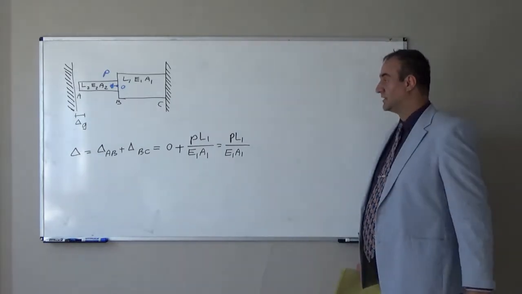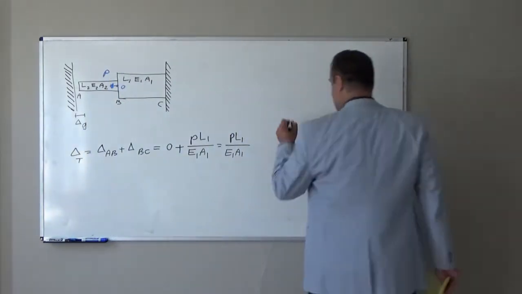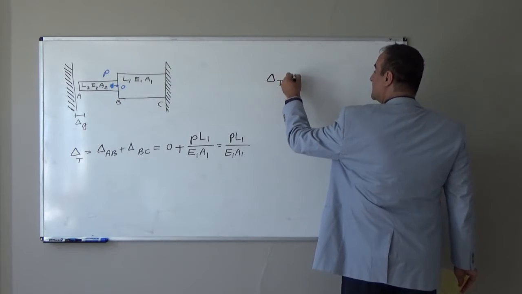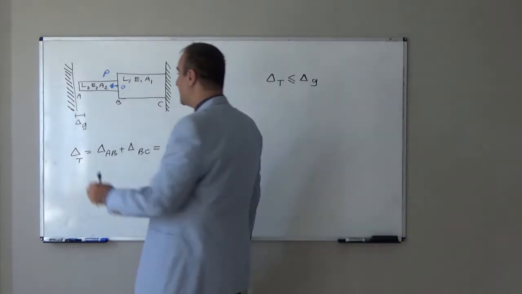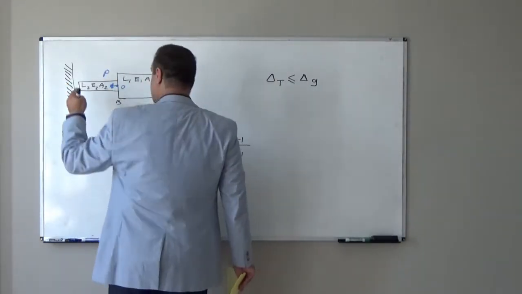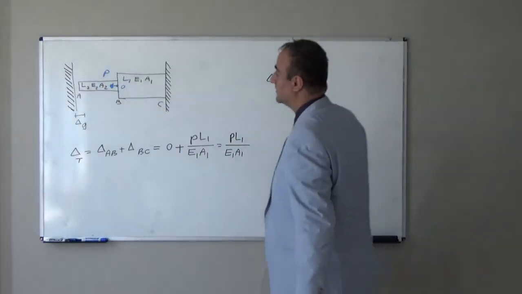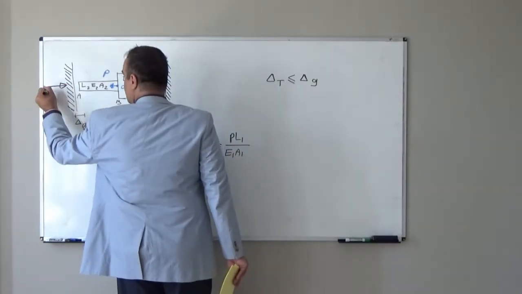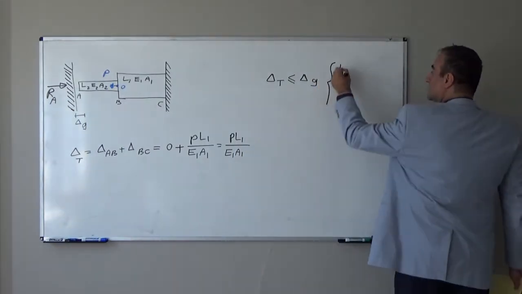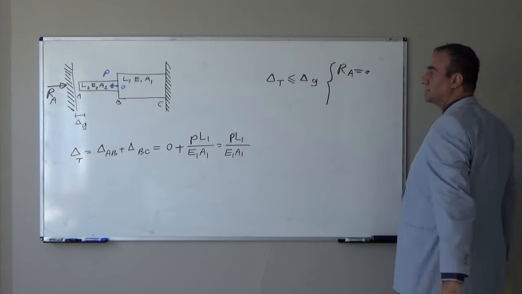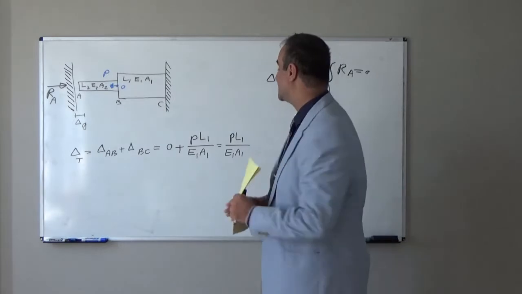First step, we should calculate this total deformation. If the total deformation magnitude is less than or equal to that gap value, we know that gap. If it is smaller or even equal to that, what will happen? The reaction at this support, reaction A, will be equal to 0, because it will not touch this support. The reaction here will be 0. What is the reaction at point C?